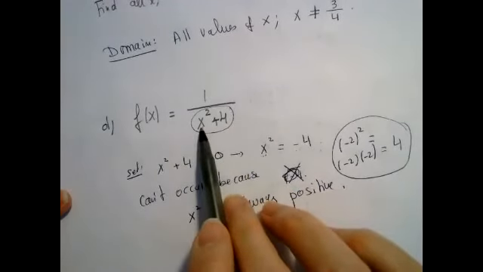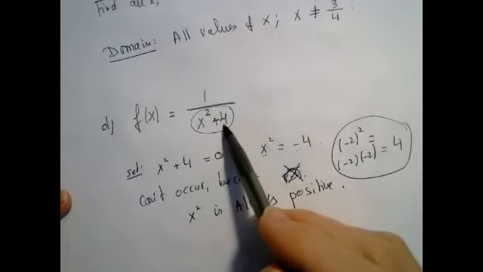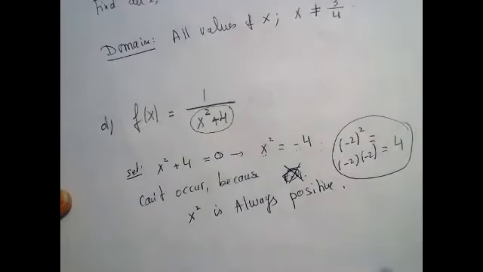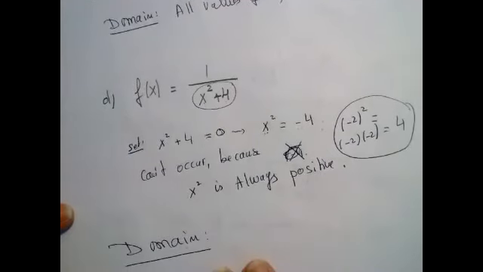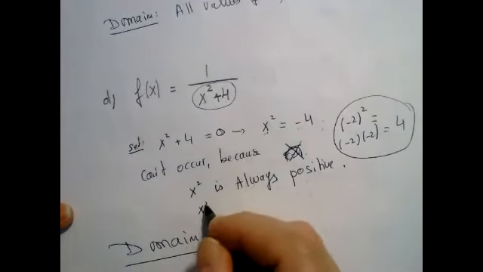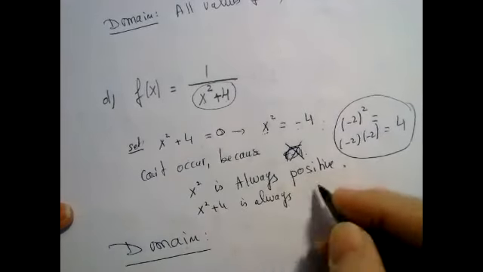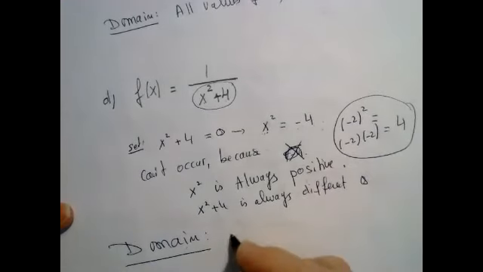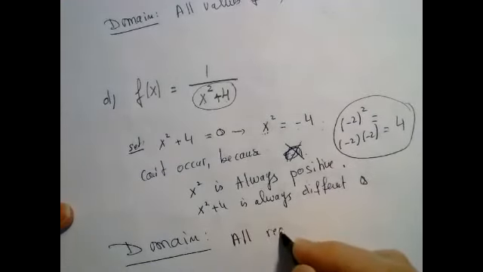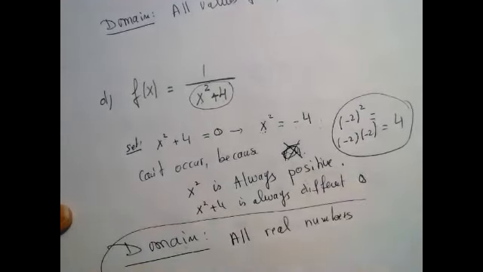No matter what you input, if you input 0 for x, you get 4. You input -1 for x, you're squaring the -1, it's going to become +1. You're adding 4 to it. That's not going to be 0. So the domain here is going to be, nothing makes the denominator 0. So it means x squared plus 4 is always different from 0. So the denominator is never 0. So the domain is going to be all real numbers. Okay.